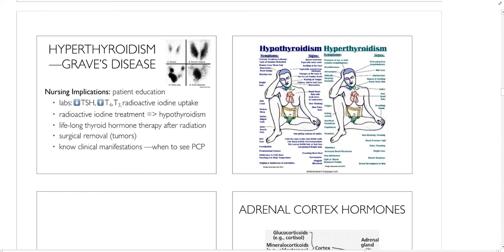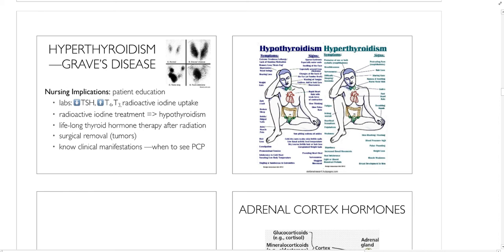So again, we're going to be testing for TSH, T4, and T3, and these measurements are going to be opposite of what we had for Hashimoto's. So TSH is going to be down because we have so much T3, T4 that the negative feedback loop is going to tell the pituitary and hypothalamus to stop making TSH. And of course, because this is hyperthyroidism, we're going to have an increase in T3, T4.